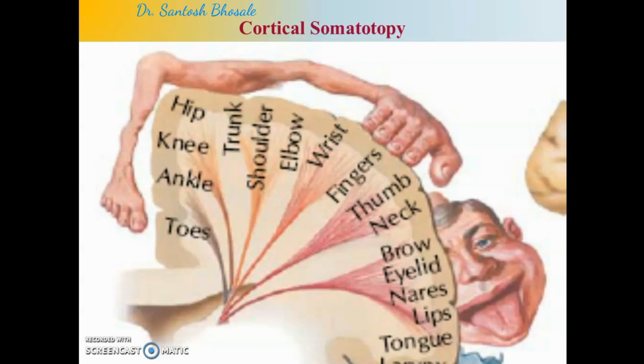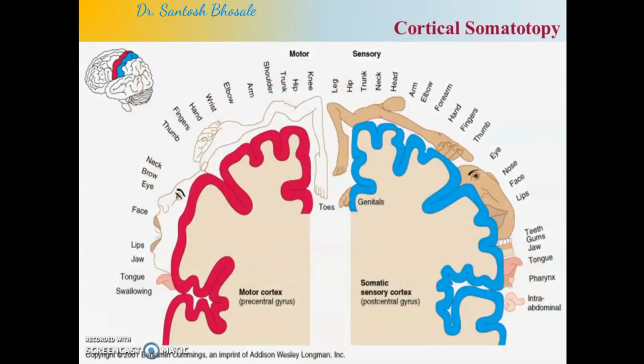And here you can see cortical somatotopy, or representation of the different parts on the cerebrum. You can see the red mark is the motor area, the blue area is the sensory area. You can say motor and sensory homunculus.